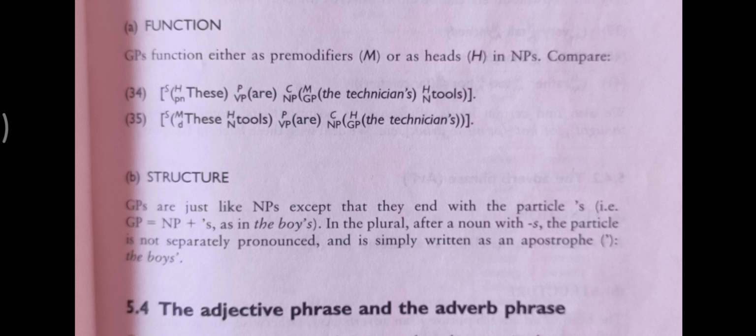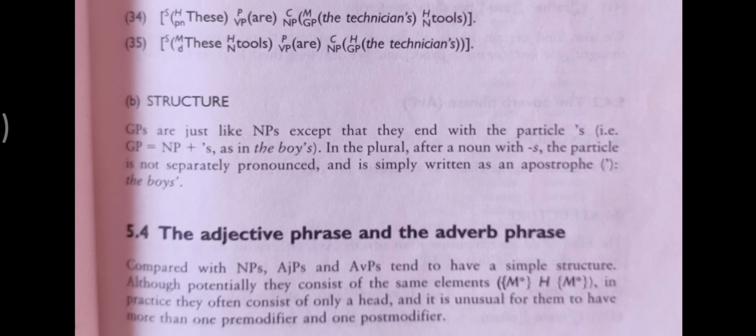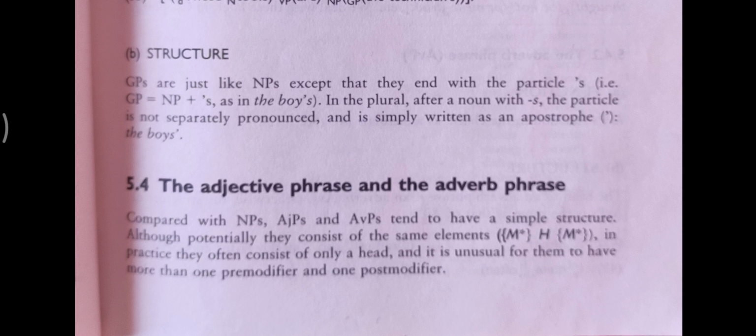The next example we have to go through is: these tools are technician's. So here technician's is a noun phrase, it is also a genitive phrase. If we go through the structure of the genitive phrase, we can easily find a simple formula: genitive phrase is equal to noun phrase plus apostrophe s. So this is going to be the structure of the genitive phrase.